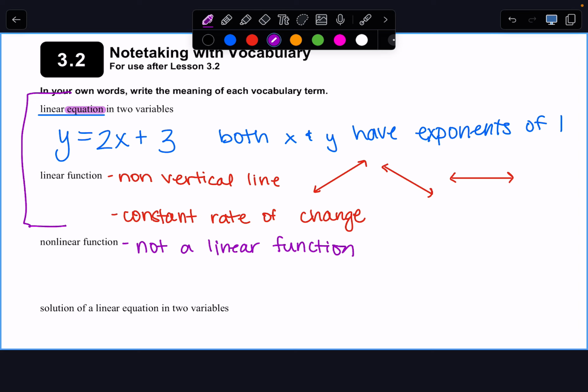And your whole goal today is to look at a relation and determine, is it a linear function? Is it a non-linear function? A vertical line is just not a function altogether. Okay?